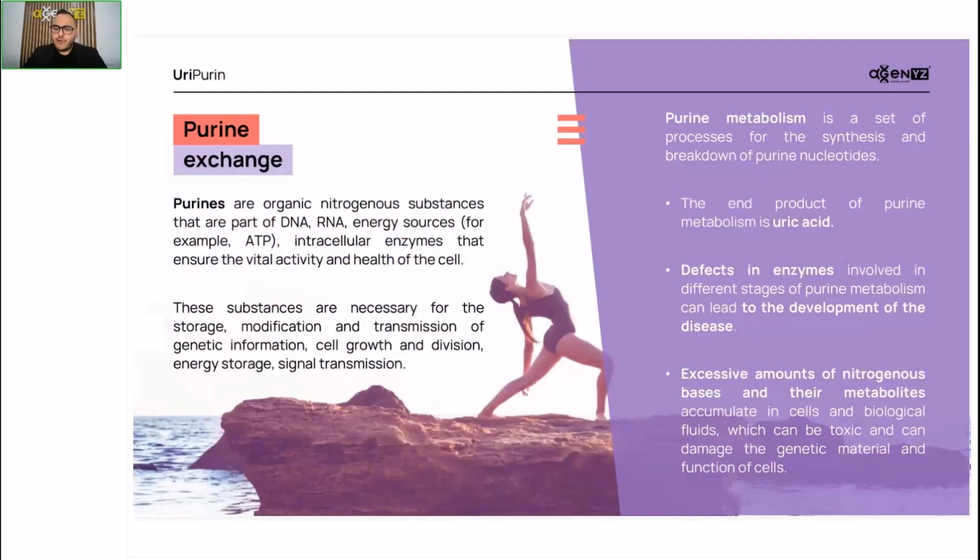Purine metabolism is a set of processes for the synthesis and breakdown of purine nucleotides. The end product of purine metabolism is uric acid, and defects in the enzymes involved in different stages of purine metabolism can lead to the development of various conditions. Excessive amounts of nitrogenous bases and their metabolites accumulate in cells and biological fluids, which can be toxic and can damage the genetic material and functions of the cell.